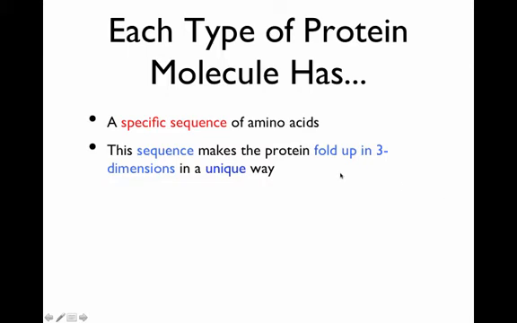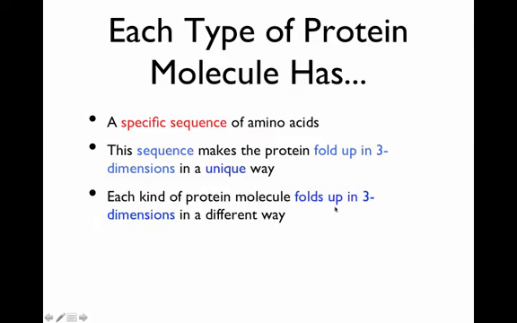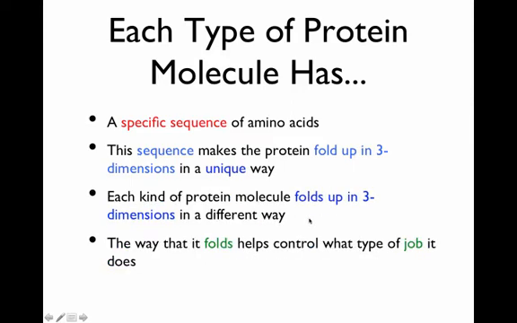For the most part, each type of protein folds up in 3 dimensions in its own special way. So even though it's made of one long chain of amino acids, the chain actually folds up in 3 dimensions. And so each one folds up in its own different way, and it's the way that it folds up in 3 dimensions that helps to control what type of job that it does for a living organism.